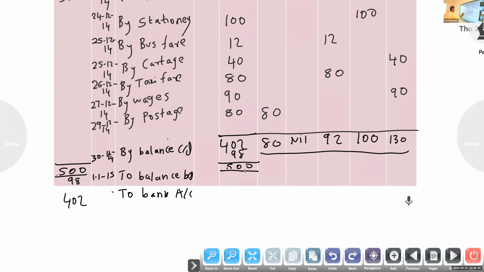Okay. So first we have to find the closing balance. Then both sides should be 500, 500. Then this balance CD is on the credit side. So we will write balance BD on the debit side, 98. Now we have 98 only, but our imprest amount is 500. So to get that, the main cashier has to give 402. Whatever we spent, the main cashier has to give to the petty cashier. This is the petty cash book.